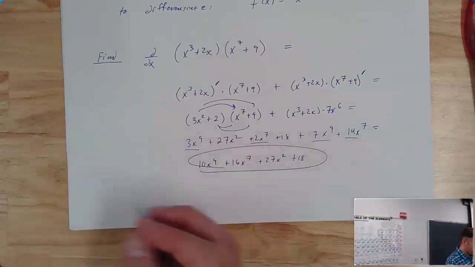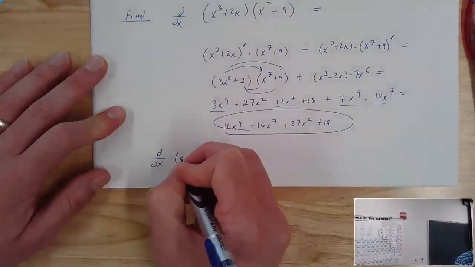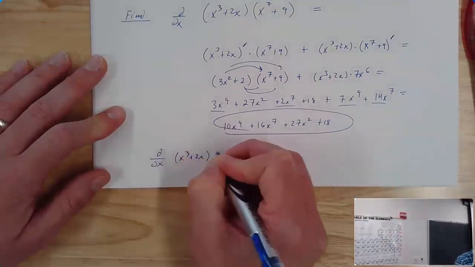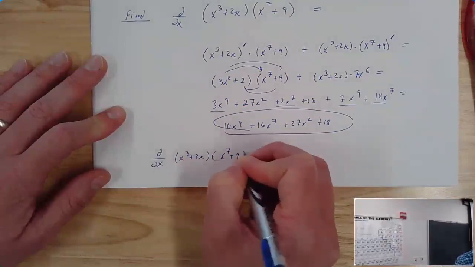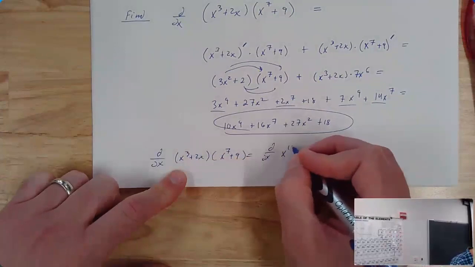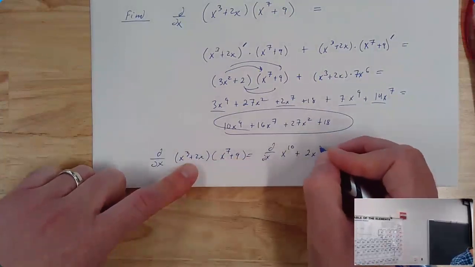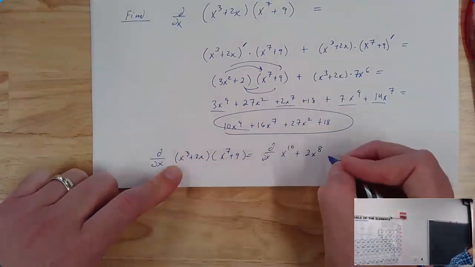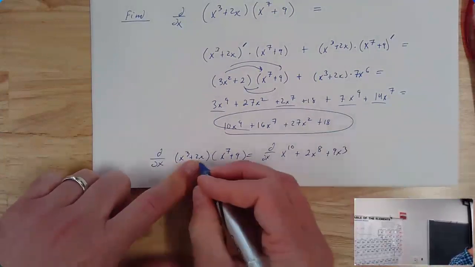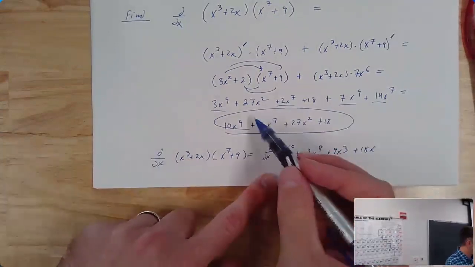Versus if we multiplied it out first, the derivative of x cubed plus 2x times x to the 7th plus 9 should equal the derivative of x to the 10th plus 2x times x to the 7th, which is 2x to the 8th. X cubed times 9 is 9x cubed. And 2x times 9 is 18x. And we can see, oh yeah, the derivative of that is exactly what we got right there.